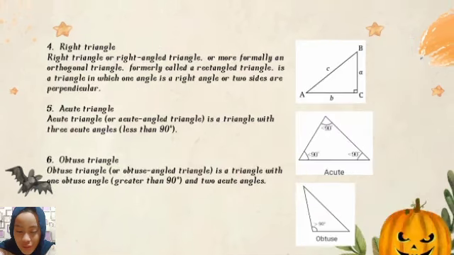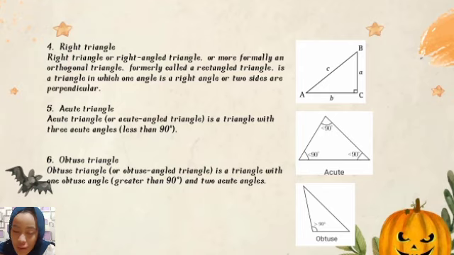Next, number 4, right triangle. Right triangle or right angle triangle, or more formally an orthogonal triangle, formerly called a rectangle triangle, is a triangle in which one angle is a right angle or two sides are perpendicular. You can see a picture of a right triangle.